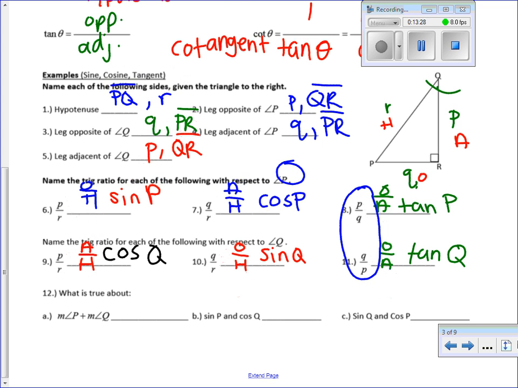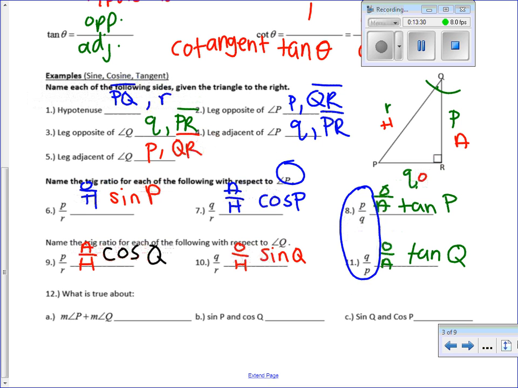Last thing I think I might do today is, what do we know about the measure of angle P? So stop thinking about SOHCAHTOA. Go back to your picture. What do you know about the measure of angle P plus the measure of angle Q? It's equal to 90 degrees. Why is it equal to 90 degrees? Because triangles add up to 180, and I already have 90, so I only have 90 left.